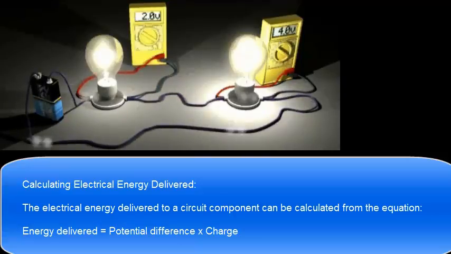Quick quiz. If 120 coulombs of charge pass through the lamp on the left, the energy delivered to the lamp on the right is 120 watts, 240 joules, 120 joules.